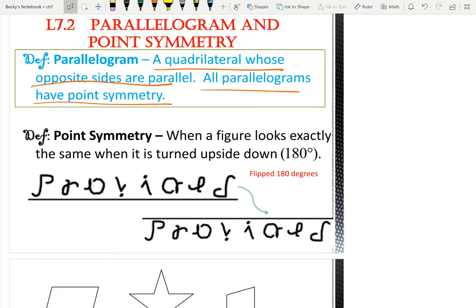So if you look at this, I tried to spell my last name, Provines. If you look closely and kind of squint a little bit, you can see it, Provines. I drew the line underneath it so you could see that when I flipped it, it looked exactly the same. So this has point symmetry, because it looks the same when it's flipped. Now let's look at some shapes and decide if they have point symmetry.